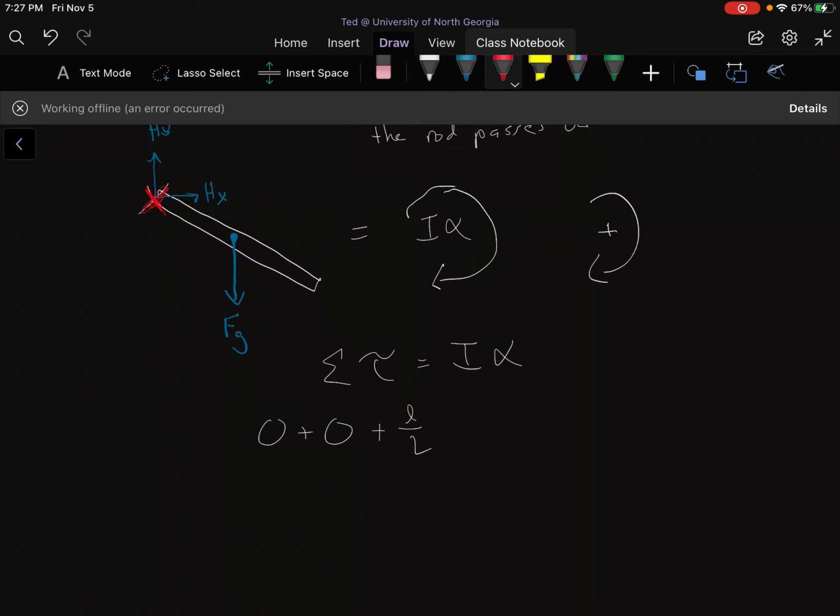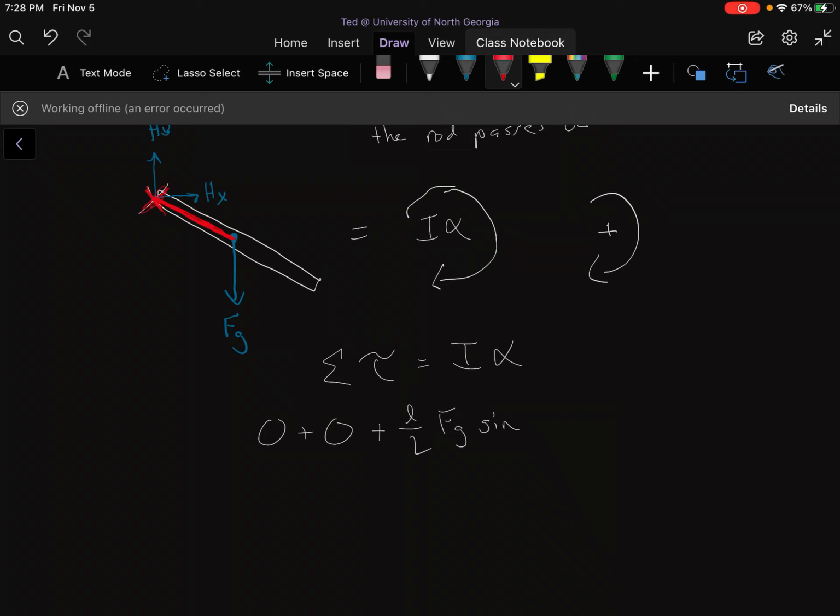The lever arm is the distance from the axis of rotation to the place where the force acts, and that force is acting at the center of the rod. Times the force of gravity, times the sine of the angle of the torque.